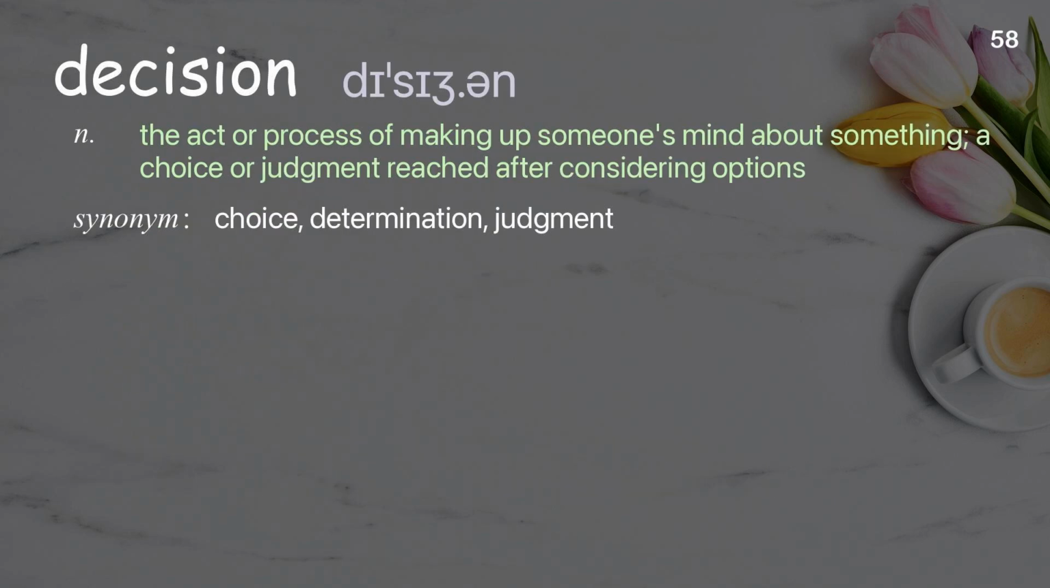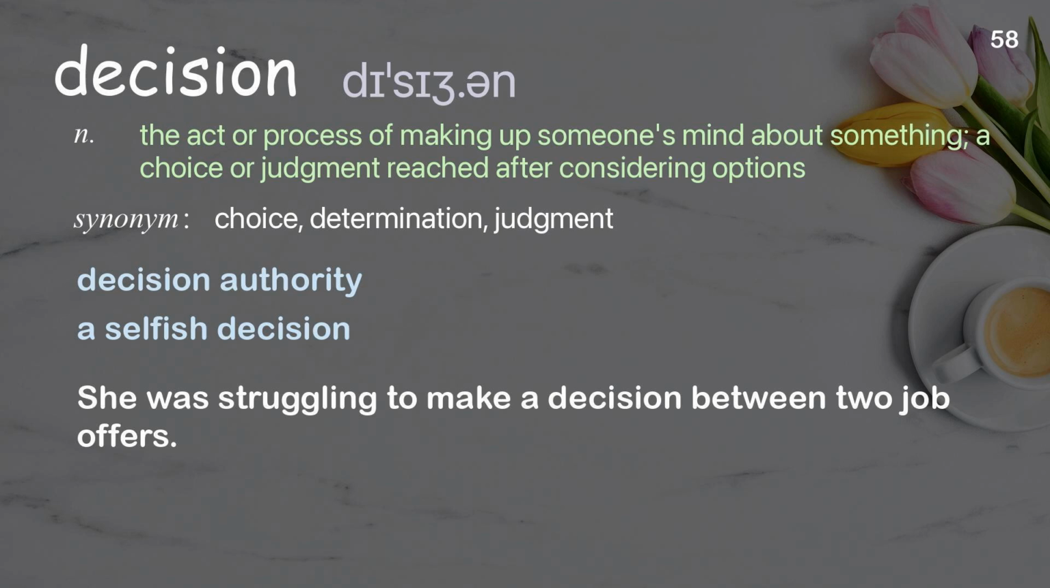Decision. The act or process of making up someone's mind about something; a choice or judgment reached after considering options. Examples: Decision authority. A selfish decision. She was struggling to make a decision between two job offers.